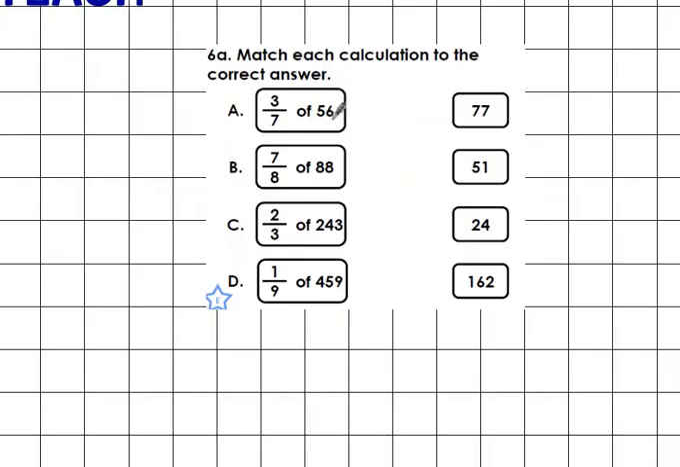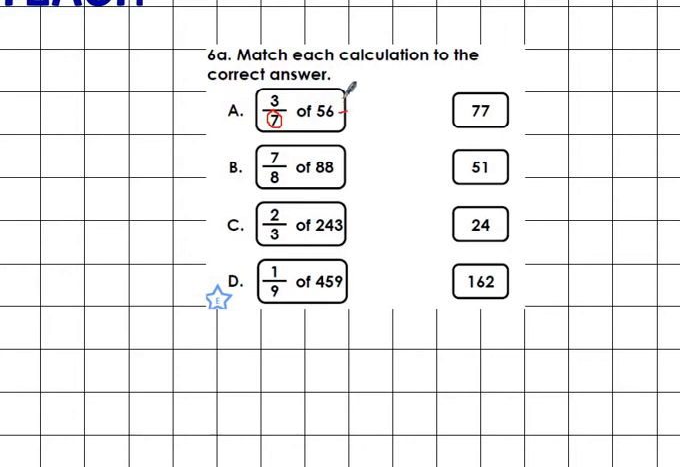Okay, moving on to our next question. Not going to do all of it. I'm just going to explain what you need to do. So match each calculation to the correct answer. So for each of these statements, you need to work out what the answer is. We'll be very careful, because remember you need to divide the denominator by what the total is. Okay, so you got the total here.